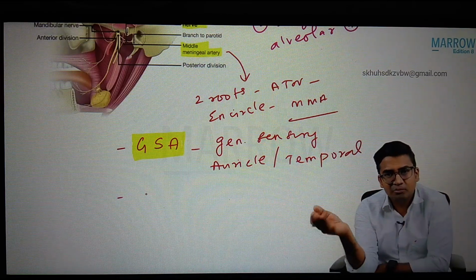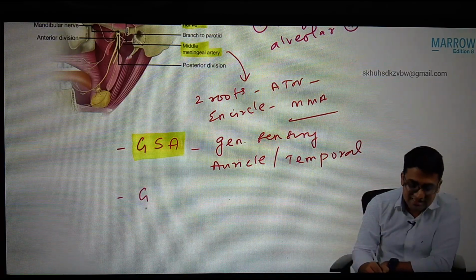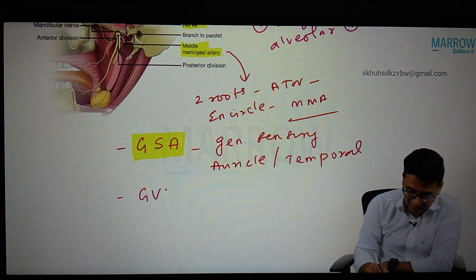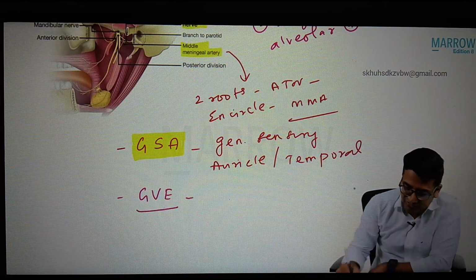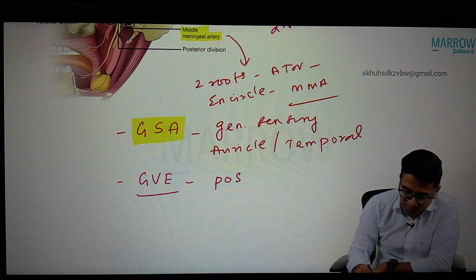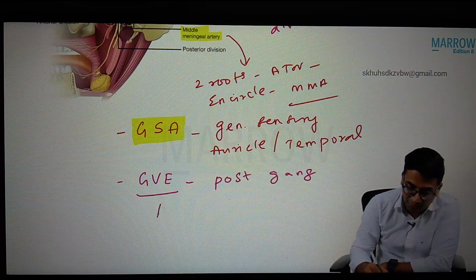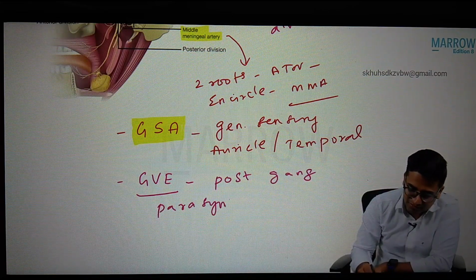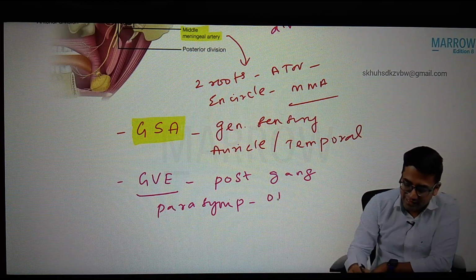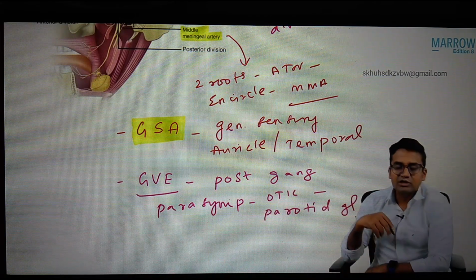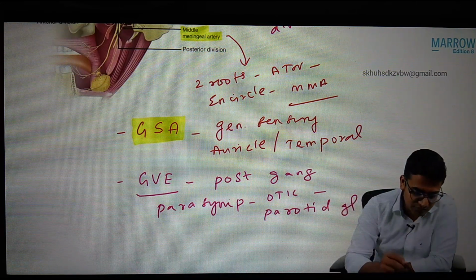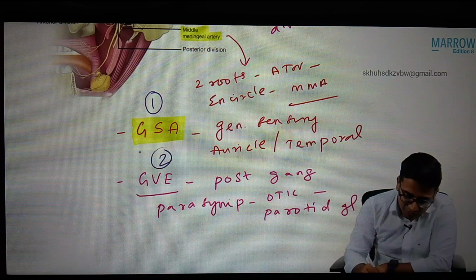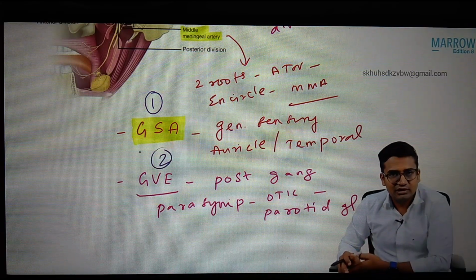Okay, and just now I told you the auriculotemporal nerve also carries postganglionic parasympathetic fibers from the otic ganglion to the parotid gland. So what type of fiber? General visceral efferent fiber, GVE fiber. So GVE fiber carries postganglionic parasympathetic fiber from otic ganglion to the parotid gland. So auriculotemporal nerve carries two types of fibers. What are those? Number one, GSA fiber. Number two, GVE fiber. Clear?